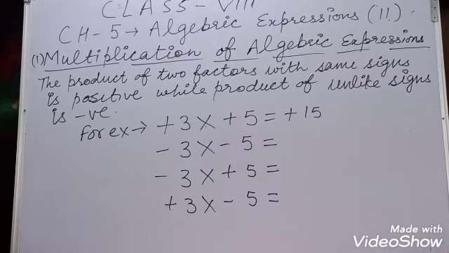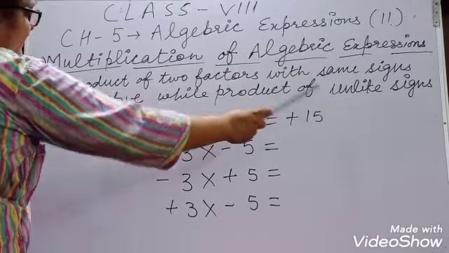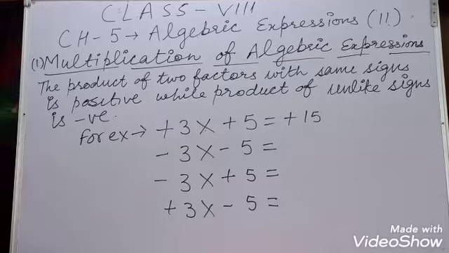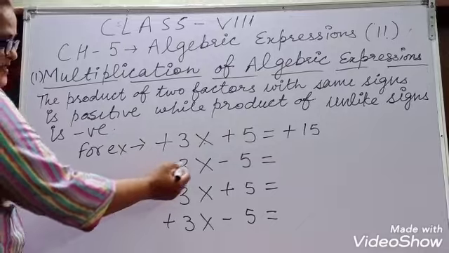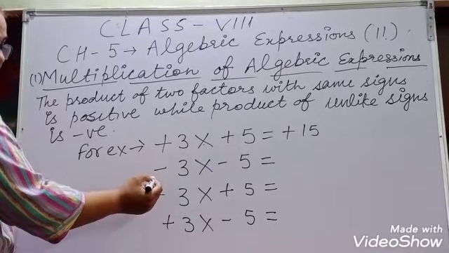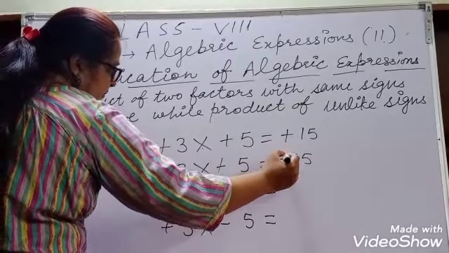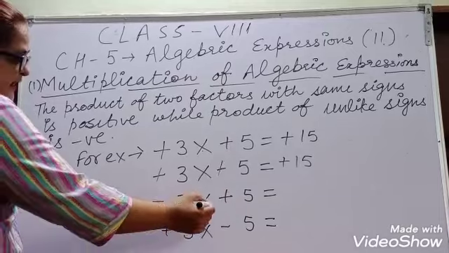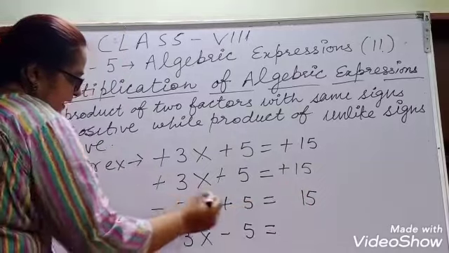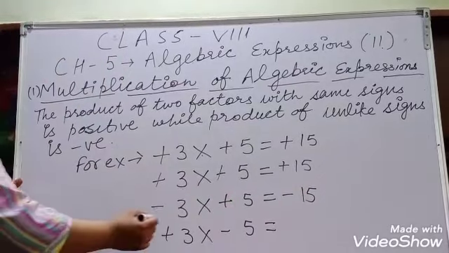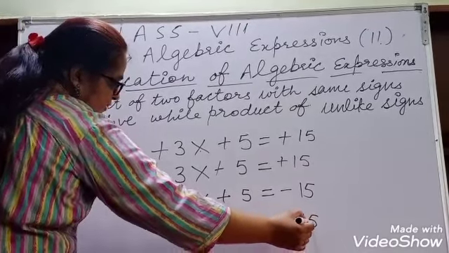The product of two factors with same sign is positive, while the product of unlike signs is negative. Now for example, plus 3 into plus 5 is plus 15. Now minus 3 into minus 5. These two are also like signs. We will cut down minus minus, plus, and hence the answer will be plus 15. Now minus 3 into plus 5. 3 fives are, we know, 15, and minus plus is minus. Then again plus 3 into minus 5, that is again equal to minus 15.